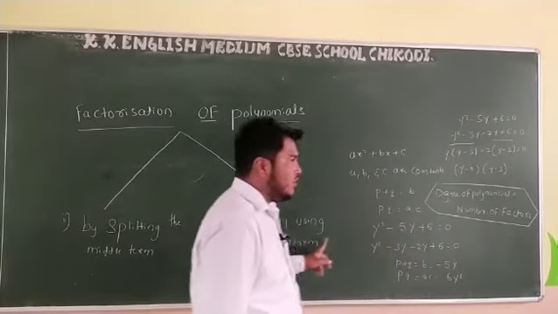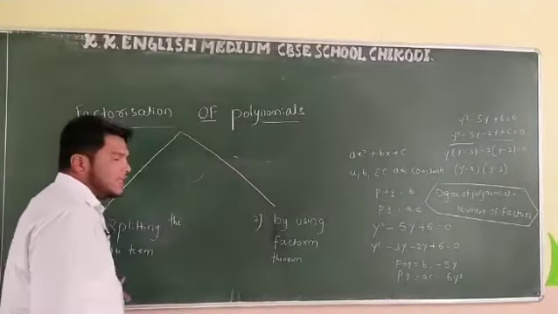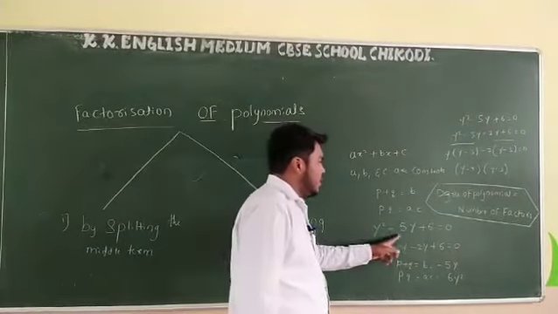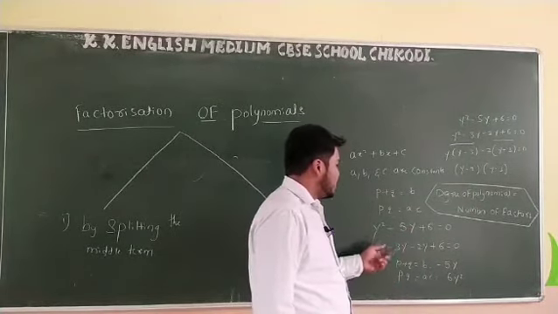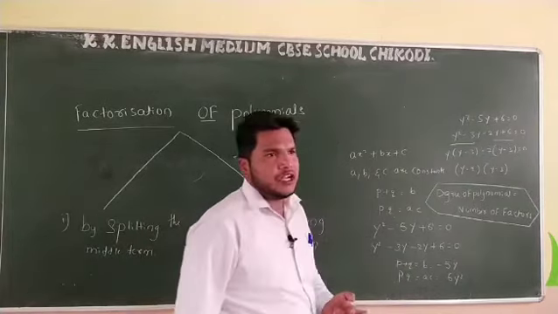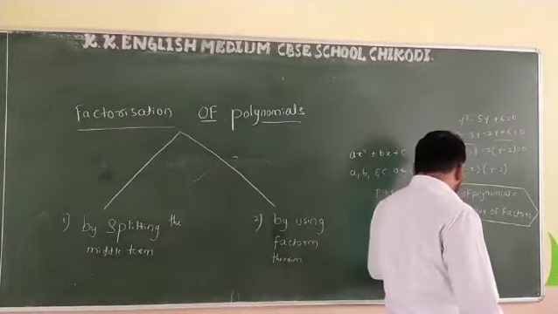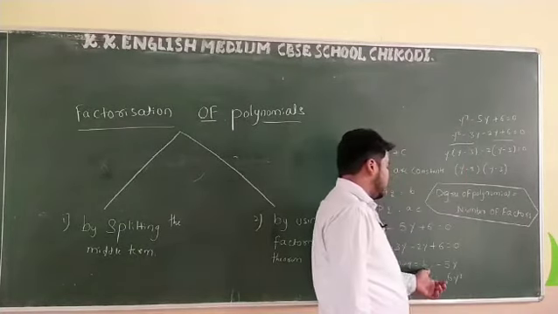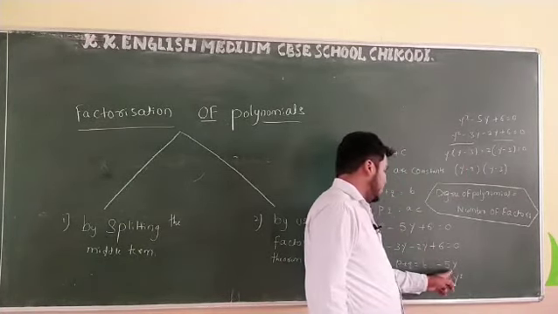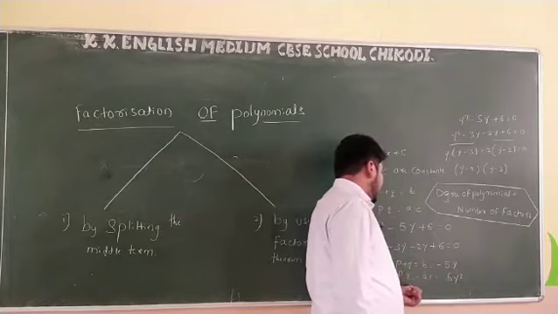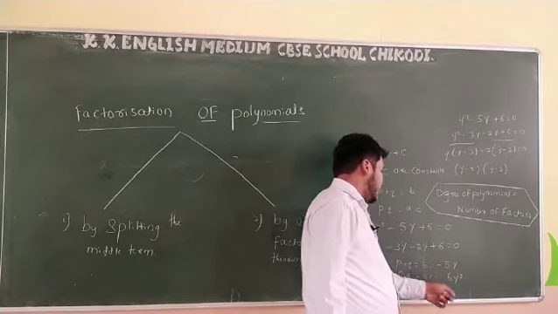So see, this is the first method, that is by splitting the middle term. That is y square minus 5y plus 6. This minus 5y I have split into two terms, that is y square minus 3y minus 2y plus 6 equal to 0. See here, p plus q, that is b, is your minus 5y, and p into q, that is ac, is your 6y square.